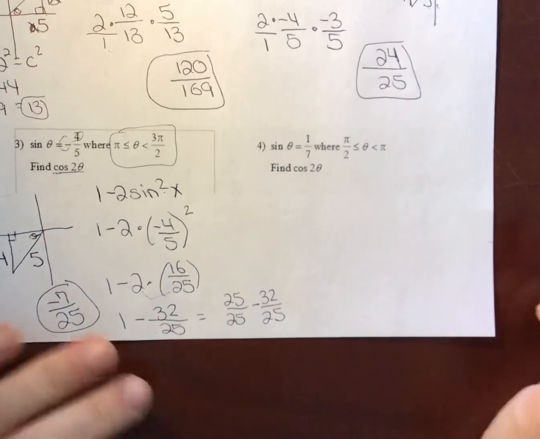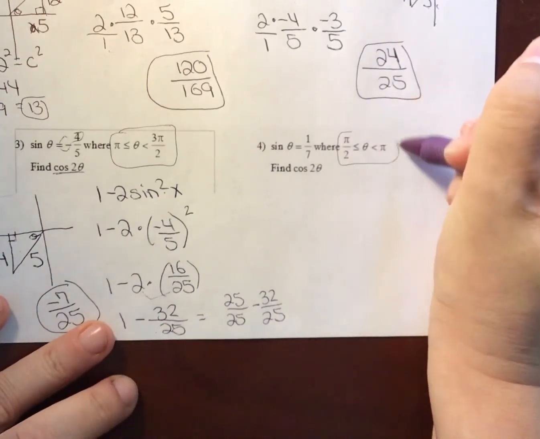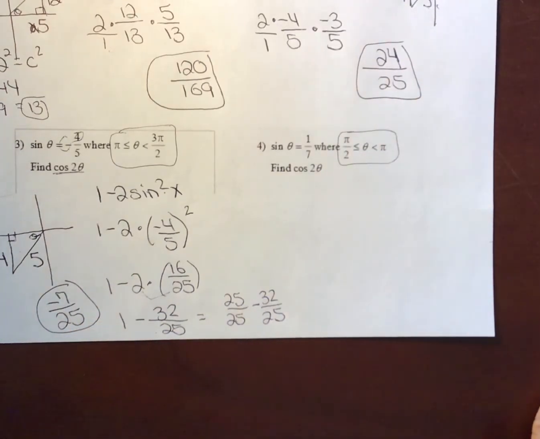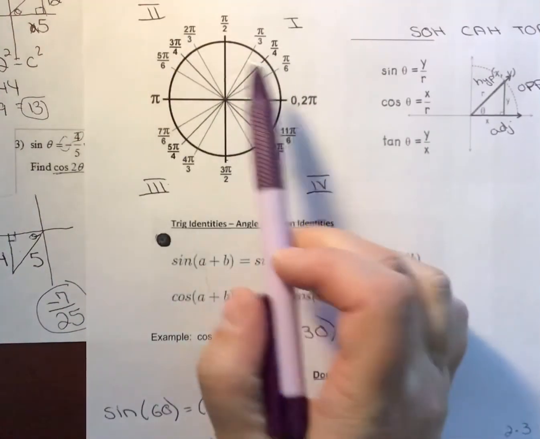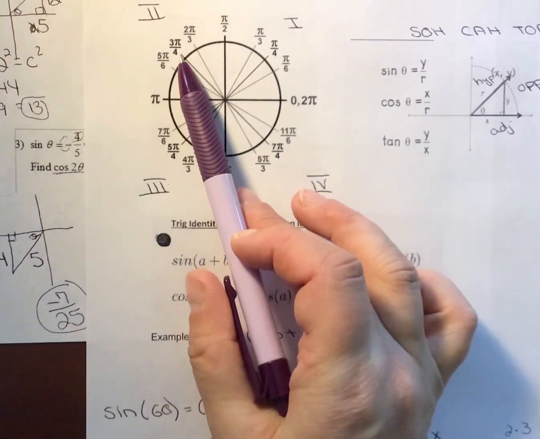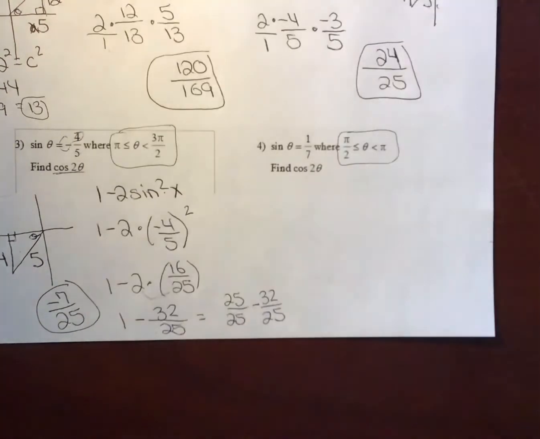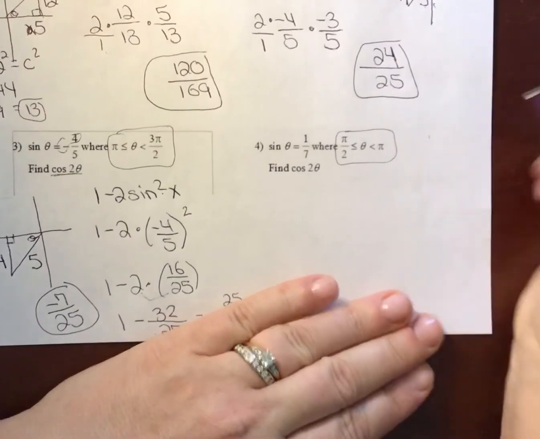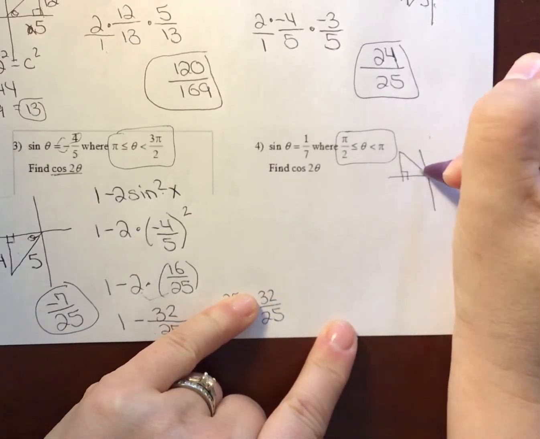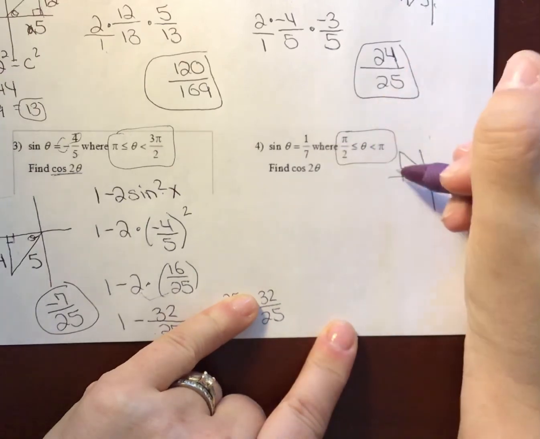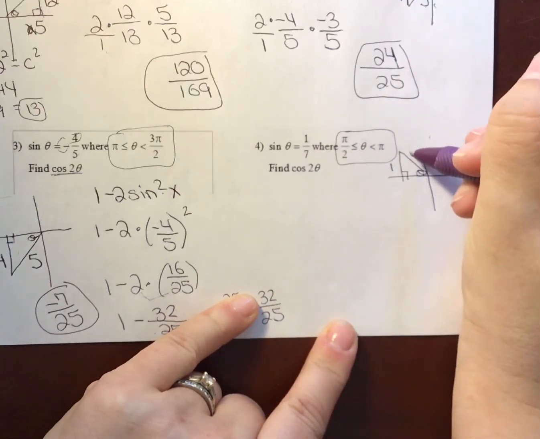Okay, so number 4. First thing, we start with the restrictions. Let's figure out what quadrant we're working in. So pi over 2 and pi. So pi over 2 is up here, pi is right here, so we'll be working in quadrant 2. So your triangle would be here, and sine is opposite over hypotenuse.